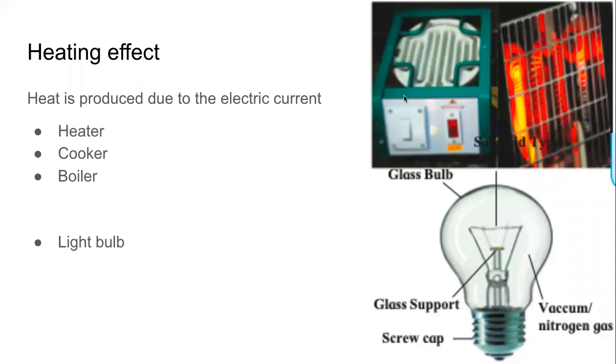Now we have understood why it is happening. It is happening because electric current is passing through it. It is happening because electric current is not able to flow through that material without any resistance. There is a resistance, and that resistance causes the heat.